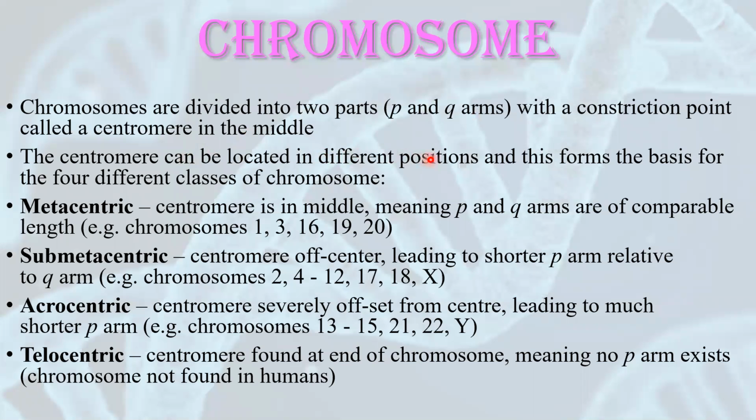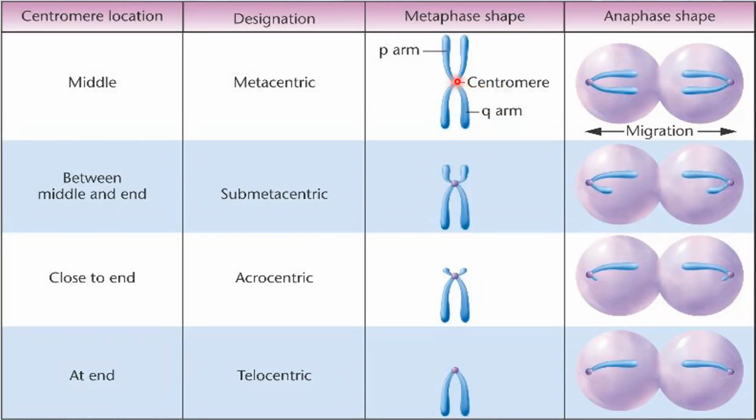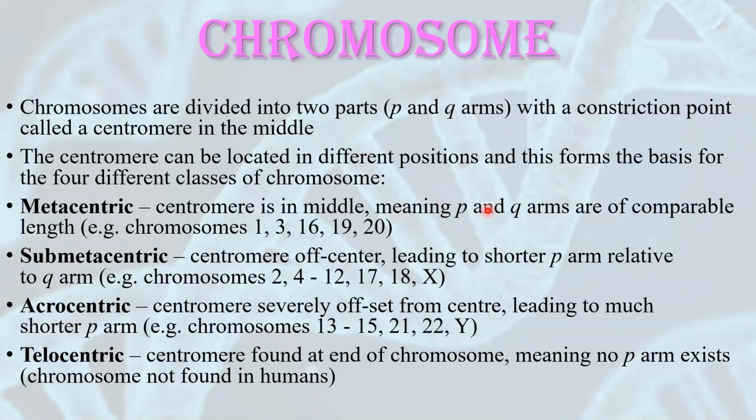The centromeres can be located in different positions and this forms the basis for four different classes of chromosomes. Now, based on the position or location of the centromere, there are four different classes of chromosomes: metacentric, submetacentric, acrocentric, and telocentric. In metacentric, what happens? The centromere is in the middle. See here, you can see the centromere is present exactly in the middle. That means P arms and Q arms will be of the same, comparable length.